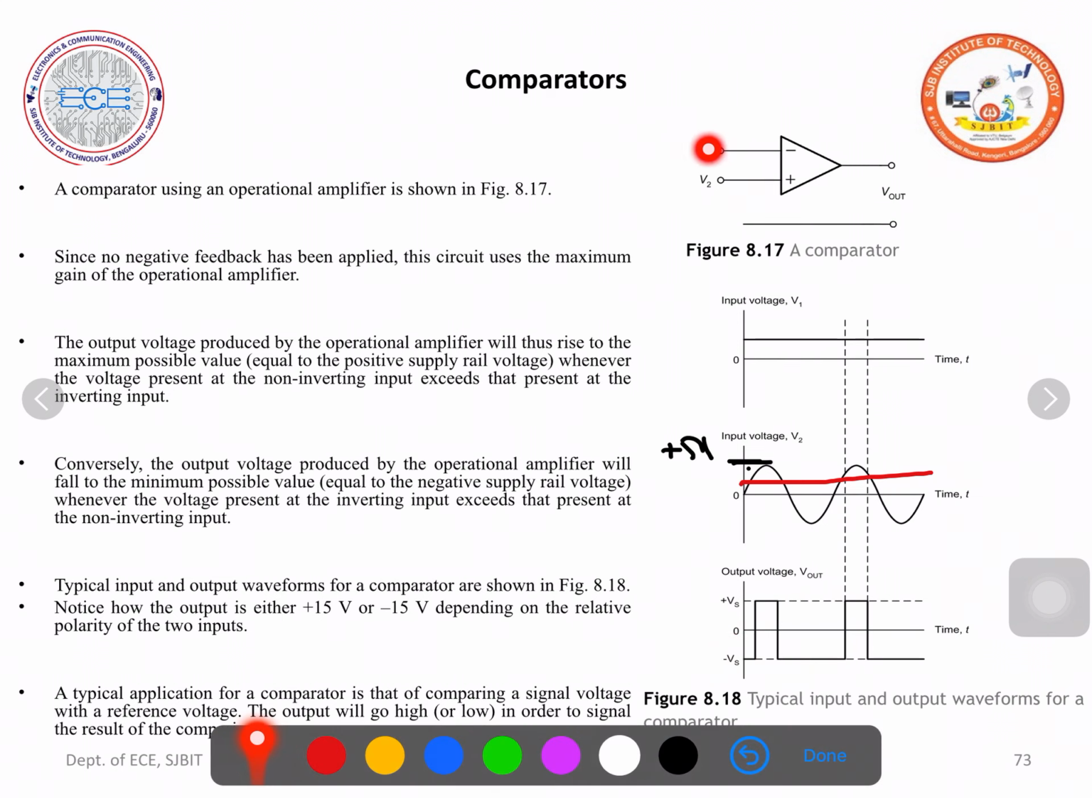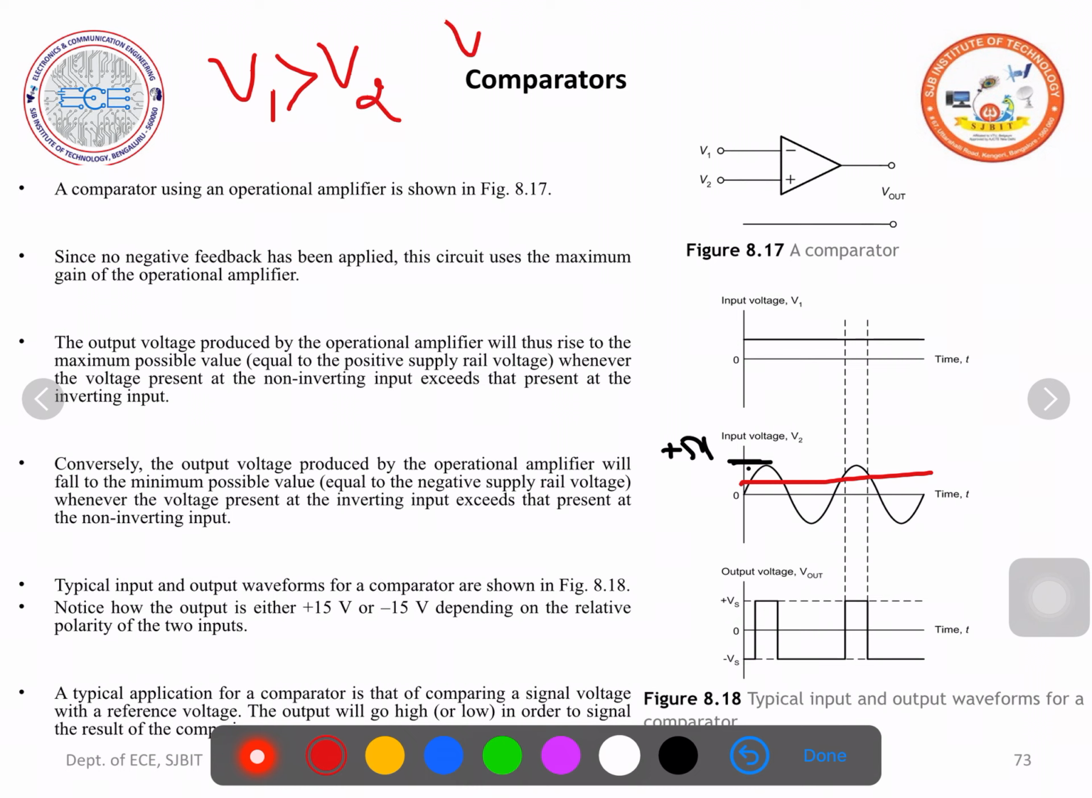From this, what we can make out is that in this region, that is minus Vs, the voltage applied at V1 will be greater than V2. V1 is greater than V2, so we are getting minus Vs. In this region and in this region, we are getting plus 15 volts or plus Vs. That means V2 is greater than V1.